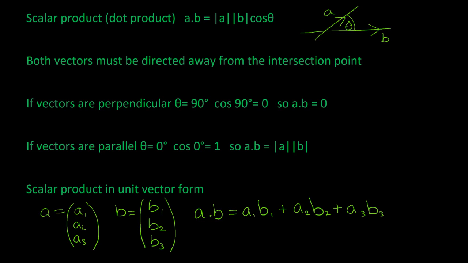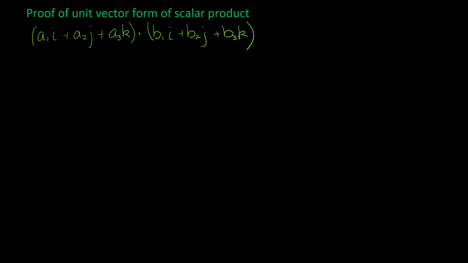Now what we're going to do next is prove where this scalar product in unit vector form formula comes from. So I've written it slightly differently using the unit vector terms. So we've got A1i plus A2j plus A3k dot product with B1i plus B2j plus B3k. So you can treat this like you would multiplying out normal brackets. So let's see what we would get.